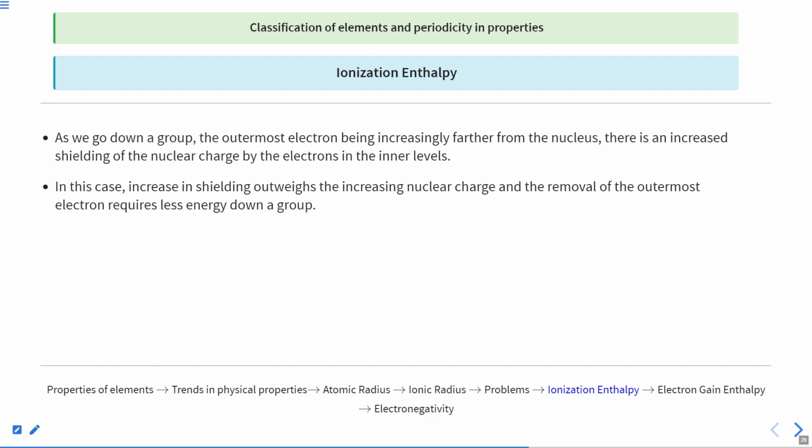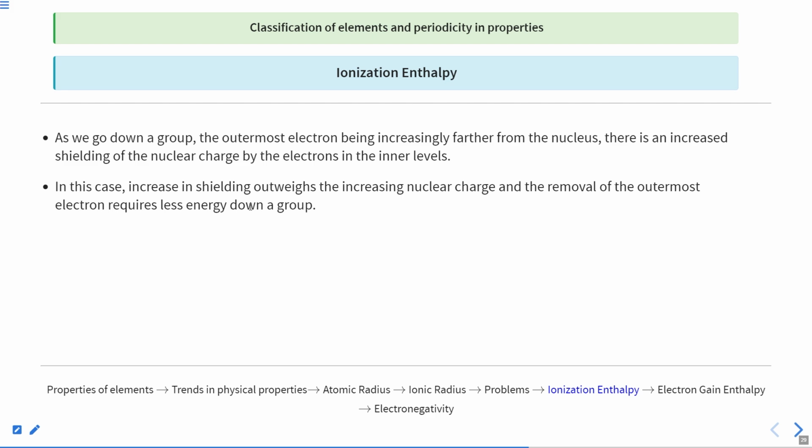Now, as we go down the group, we have already discussed it. As we move down the group, the number of shells increases, so the size of the atom increases. Therefore, the electrons are at a greater distance from the nucleus, and we can explain it with the help of electrostatic force of attraction. If the distance between the charges increases, the force of attraction decreases. In this case, the increase in shielding outweighs the increasing nuclear charge, and the removal of the outermost electron requires less energy down a group. So what is being said here?